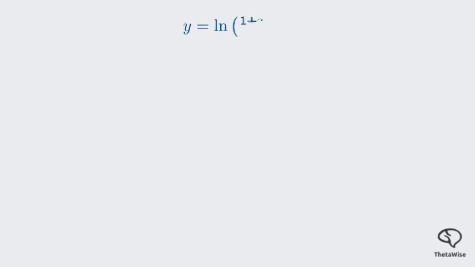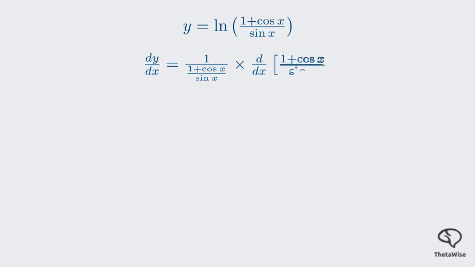Here's the original function we need to differentiate. The first step is to apply the chain rule. The outside function is the natural logarithm, and the inside function is the fraction, 1 plus cos x over sin x. So we differentiate the natural log, which gives us 1 over the inside function, and then multiply by the derivative of that inside function. Now, we need to find the derivative of the fraction. This requires the quotient rule.